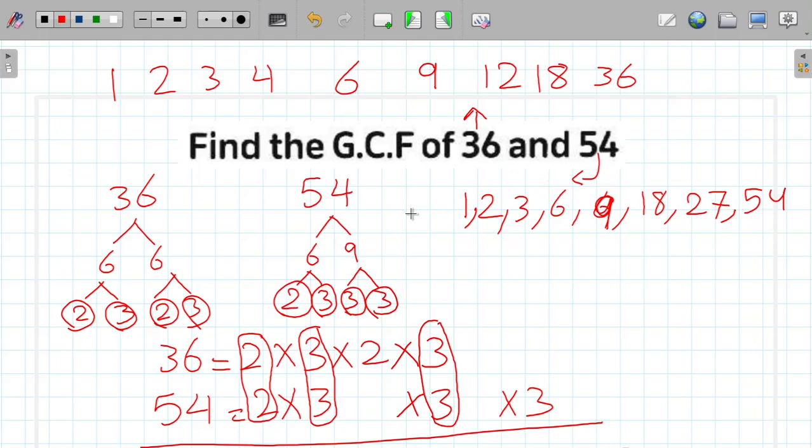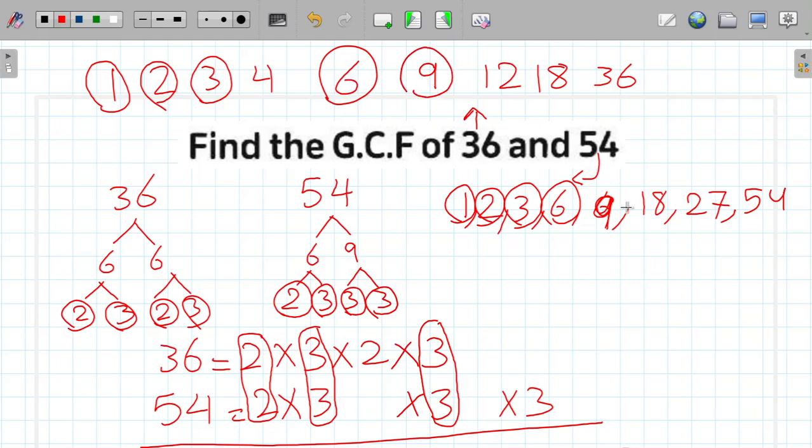Okay, so the common factors, I have 1 and 2 and 3 and 6 and 9 and 18. So the common factors are 1, 2, 3, 6, 9, and 18. So the greatest common factor will be the biggest number, so it will be 18. Okay.